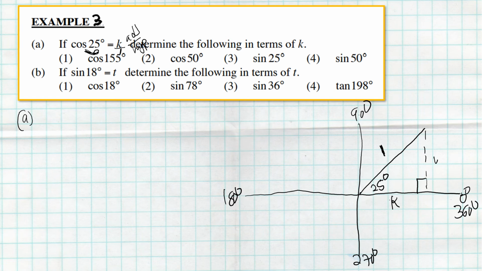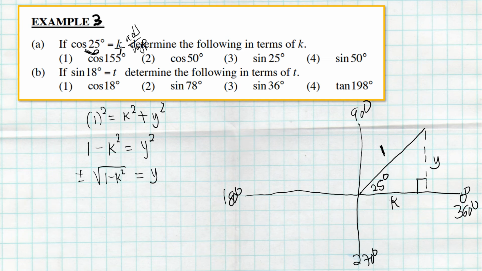Okay, so now we need to solve for our y there, using the theorem of Pythagoras. So let's go and use the theorem of Pythagoras. It says hypotenuse squared is equal to the sum of the other two sides squared: 1 equals k squared plus y squared. We need to solve for y. So it will be 1 minus k squared is equal to y squared. Then I'll apply the square root: y is plus or minus the root of 1 minus k squared. Can you see? So our y is plus or minus.